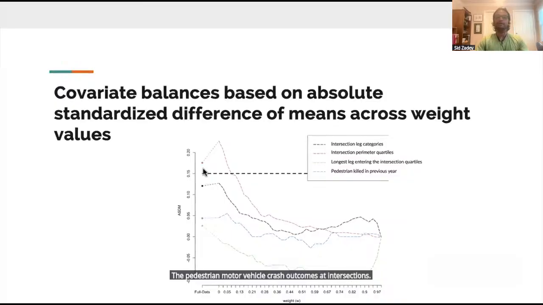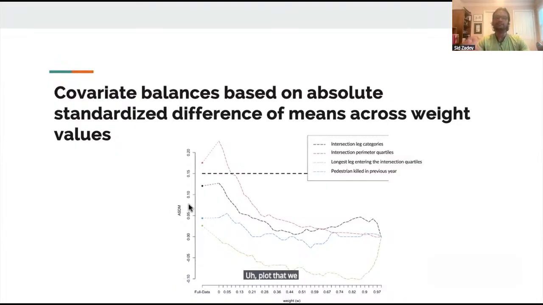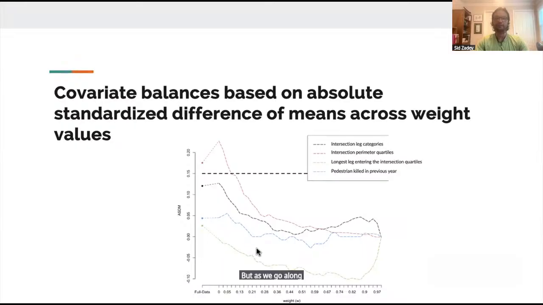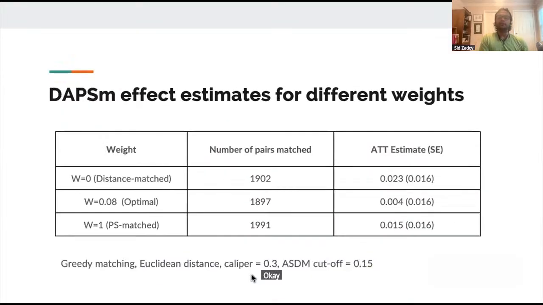So here it's much cleaner. This is similar to the covariate weight plot that we saw earlier, but since we just have four, it's much simpler. When we are looking at full data, there's a covariate on which we do not have a good balance. But as we go along, we start to improve that balance, and it's somewhere maybe here that we have the best balance for all of them.